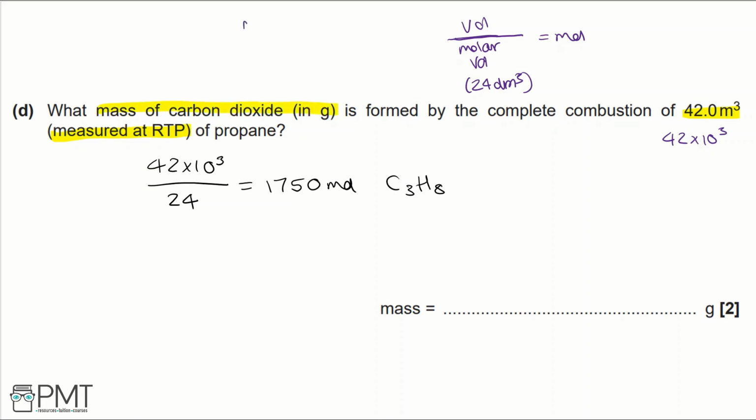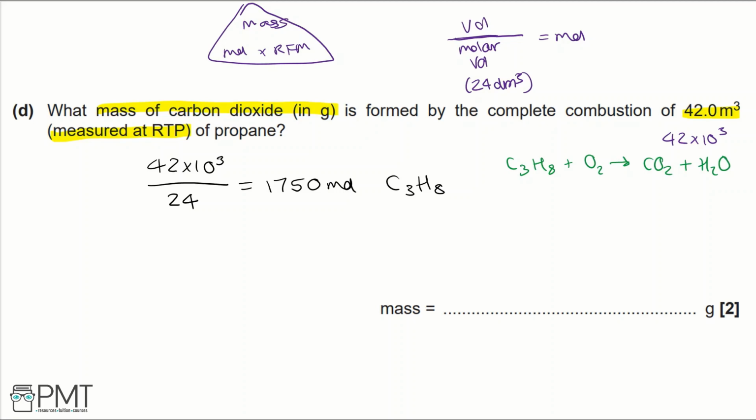Then we're trying to work out the mass of carbon dioxide. So we're going to use the equation of mass equals moles times relative formula mass. This is the equation triangle we're going to be using. If we write the equation for complete combustion, that would be C3H8 plus O2 goes to CO2 plus H2O. Then balancing this, we would have 3 CO2, 4 H2O and 5 oxygens.